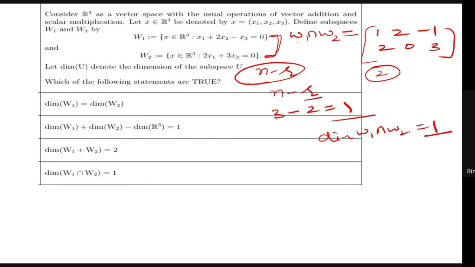So whenever you have a linear system, the dimension of the intersection can be found with the help of the n minus r formula, where r is the rank of this matrix.